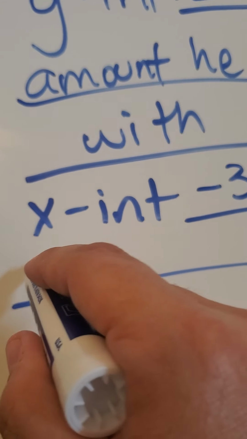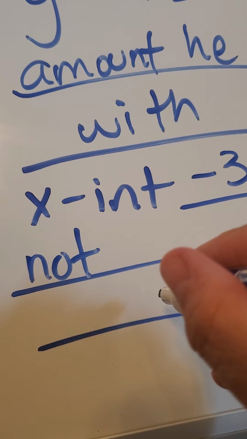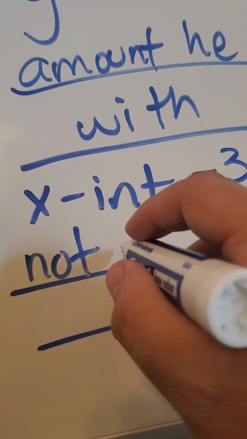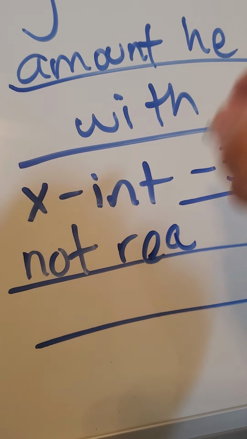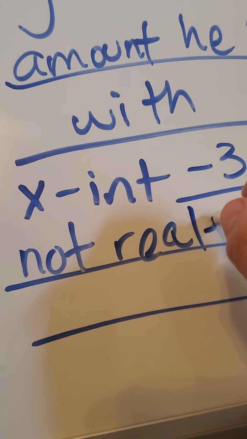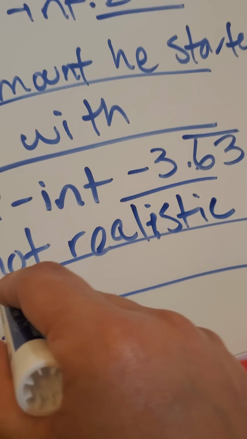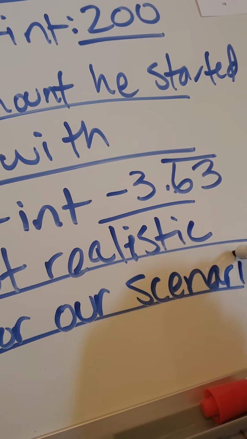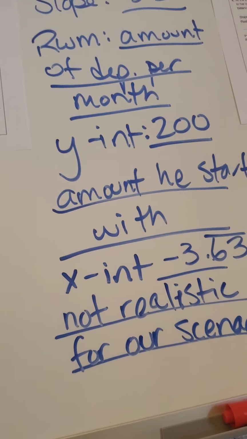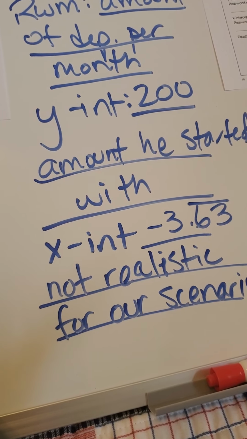It's really not, how do I want to say that? Not realistic. I can't spell. I go blank sometimes, guys. Not realistic for our scenario, right? Okay. We don't know how much money he had 4 months ago, okay? We don't know if he'd been saving all that time, okay?